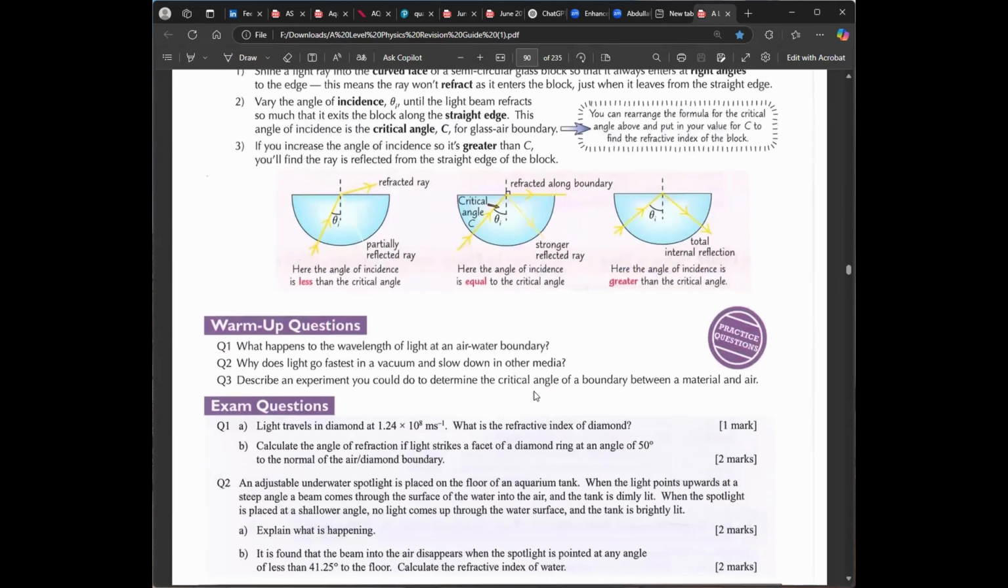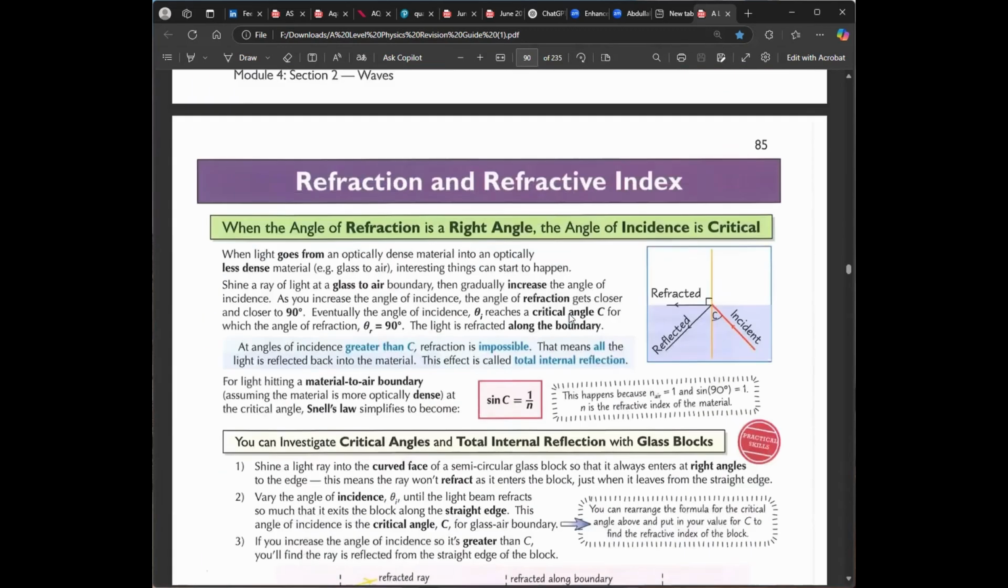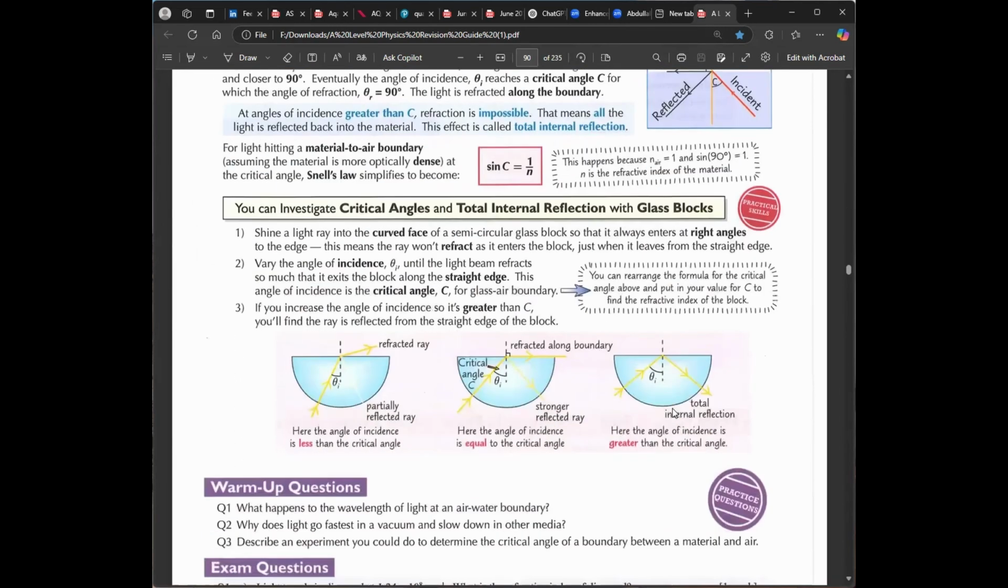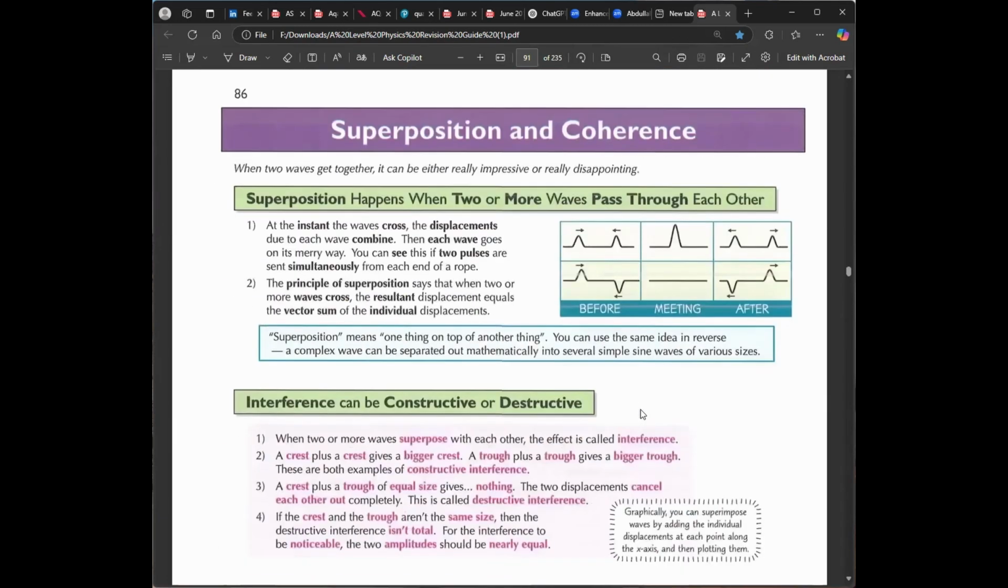That's it. And if you increase the incident angle more than the critical angle, then the light will never go to the other medium. It will just reflect, and you will follow the rules for reflection, that the incident angle will be equal to the angle of reflection. So yeah, that's pretty much it.